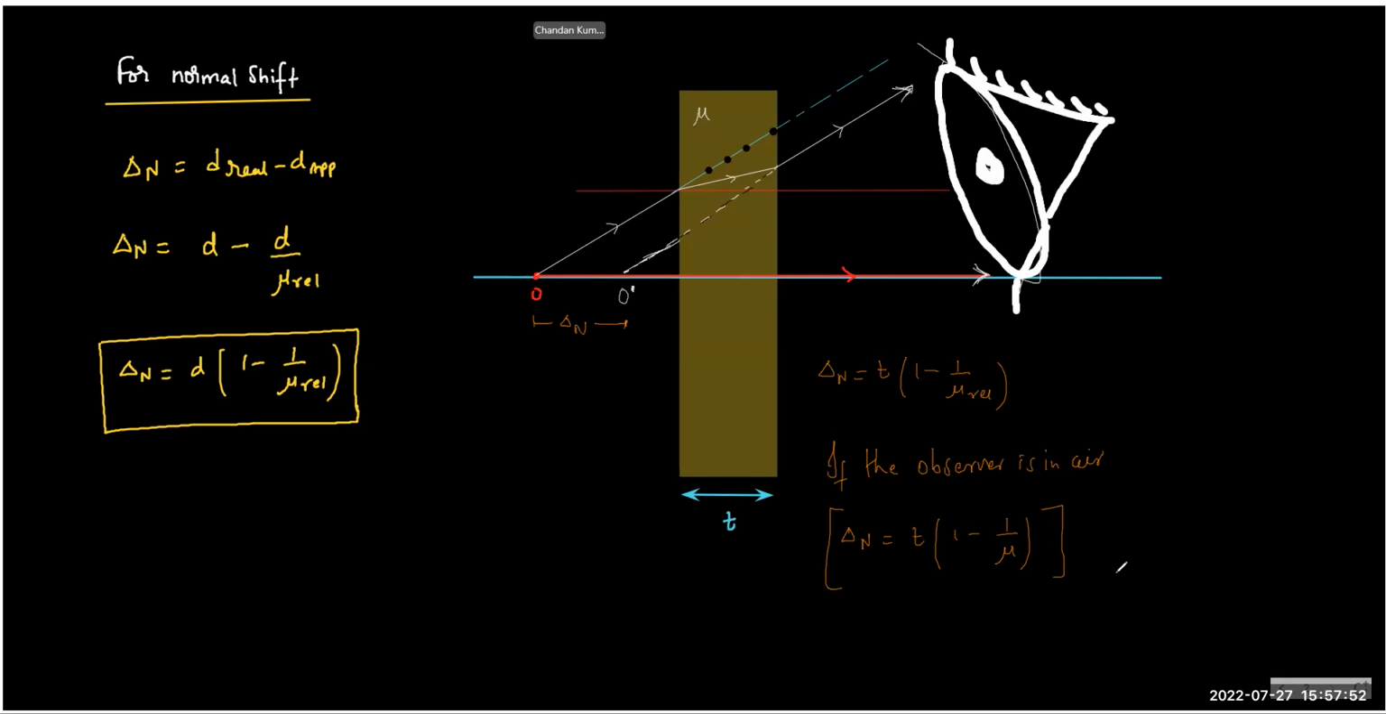Now there is a situation in which the mu relative is less than 1, because the medium is denser and the slab is rarer than the medium itself. Can we create something like that? What if the observer is in a denser medium and the object is in the rarer medium? I mean, if the slab is rarer compared to the observer's medium. Let me draw it and you will understand.